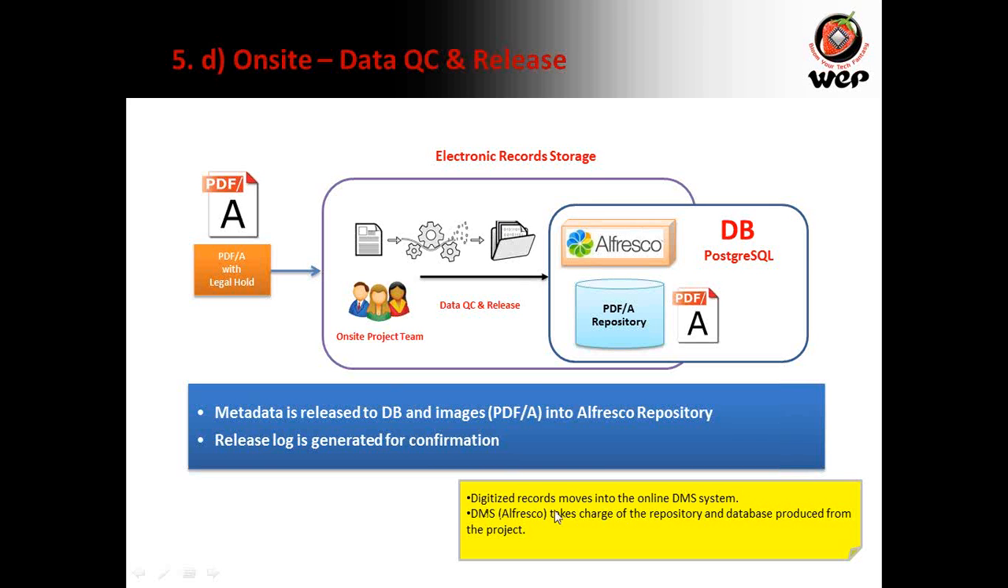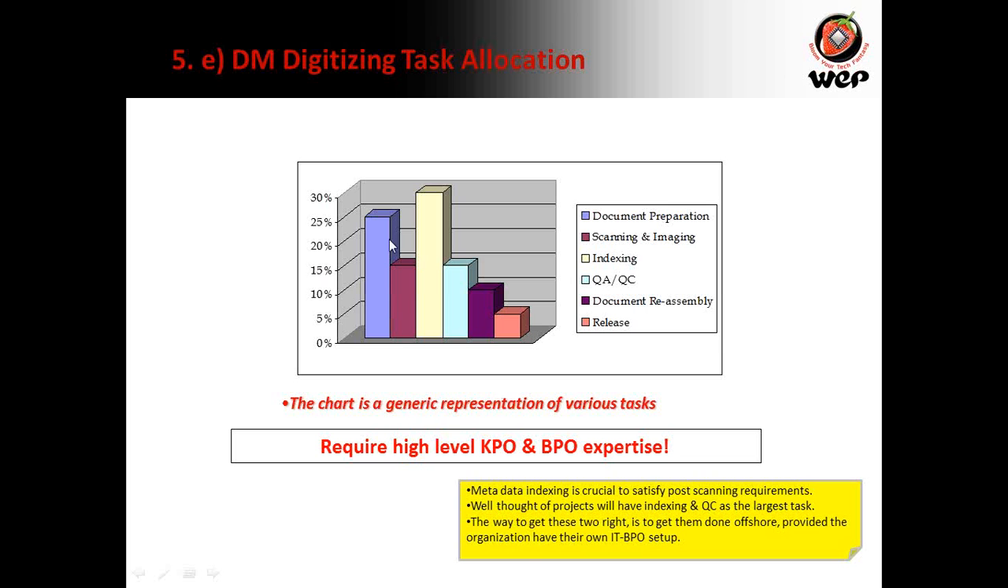Digitizing records moves into the online DMS system, and then as a last phase, which is again an on-site process, the DMS, in this case Alfresco, takes charge of the repository and database produced on the project. A typical DM digitizing task is divided over 6 different stages.